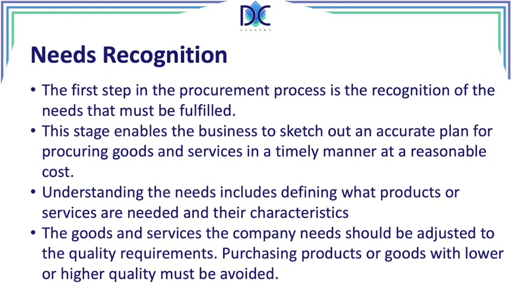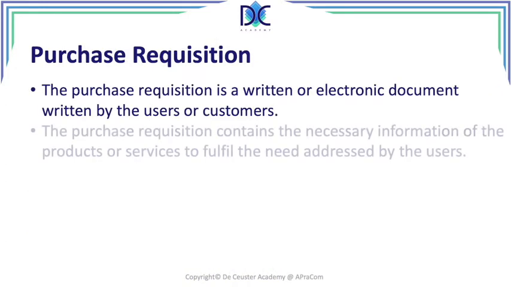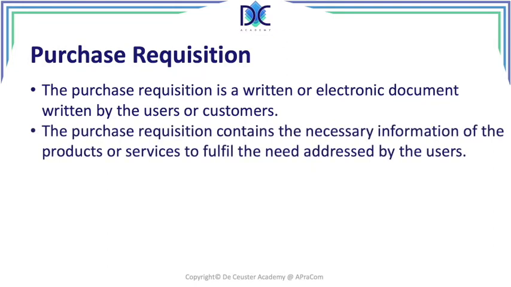So basically, when the goods were supplied, they were not compliant with what the company needed. So something started to go wrong in the needs recognition in the procurement process. Then we have a purchase requisition. Here we have a written or electronic document by the user or by the customer.